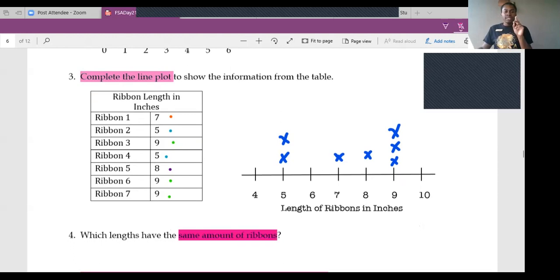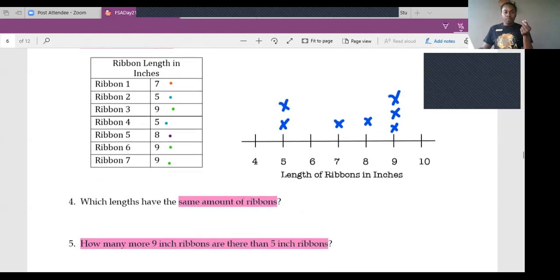Number 4 says, which lengths have the same amount of ribbon? All we need to do is look to see which length of ribbon in inches has the same amount of ribbons. And that is 7 and 8. Okay. Number 5 says, how many more 9-inch ribbons are there than 5-inch ribbons?